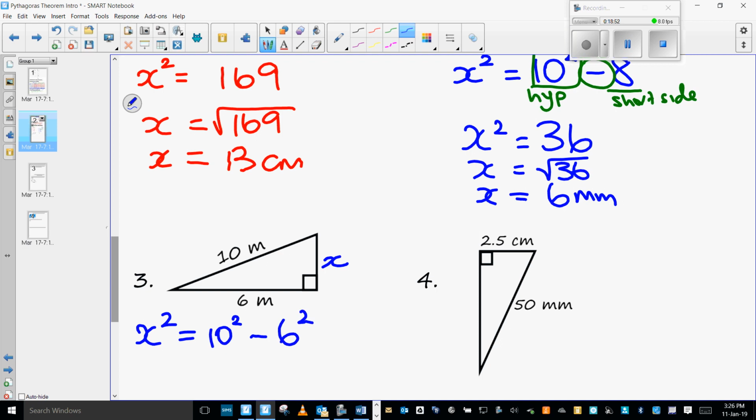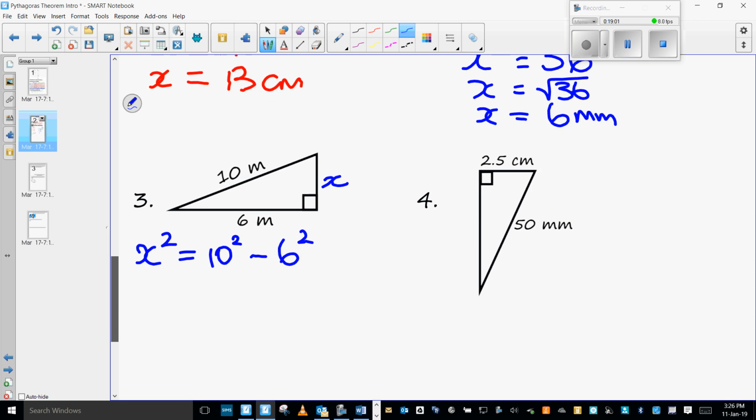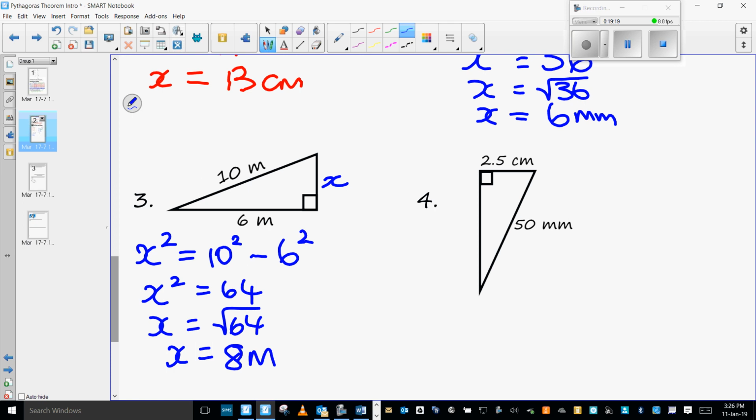Why did you start with the 10? Good. Yes, exactly. So always start with the biggest number here. So 10 squared subtract 6 squared. So x squared is equal to 64. Is that our final answer? No, we have to square root it. So x is the square root of 64, which is 8. And in this case, we're talking meters.